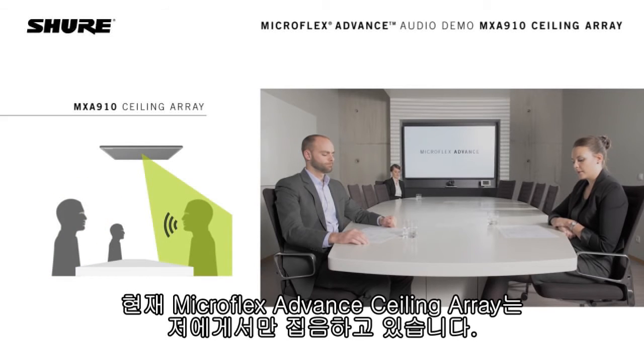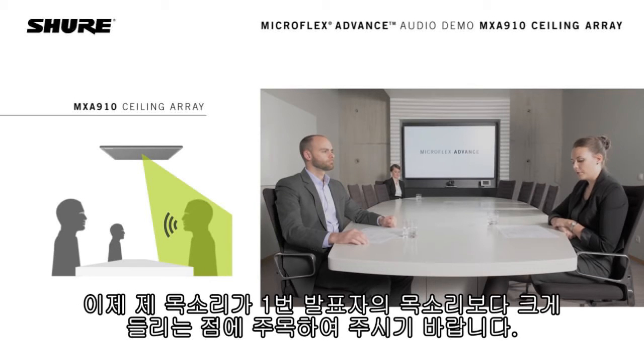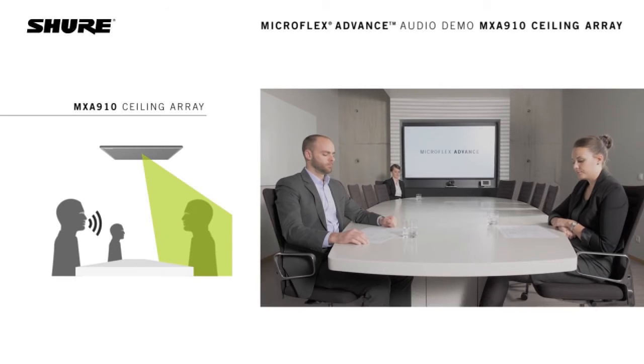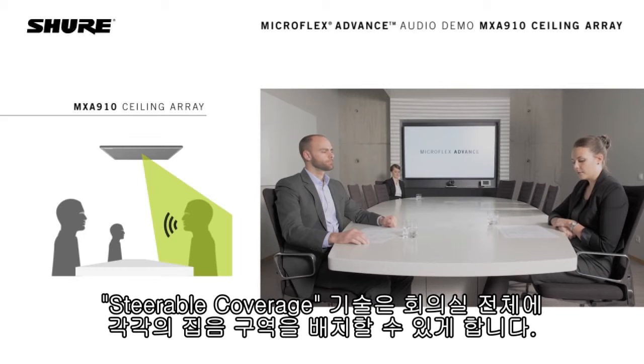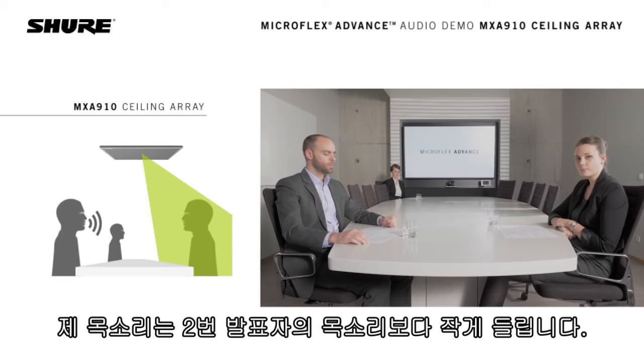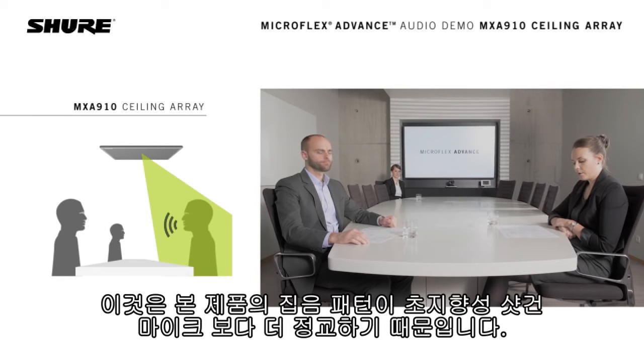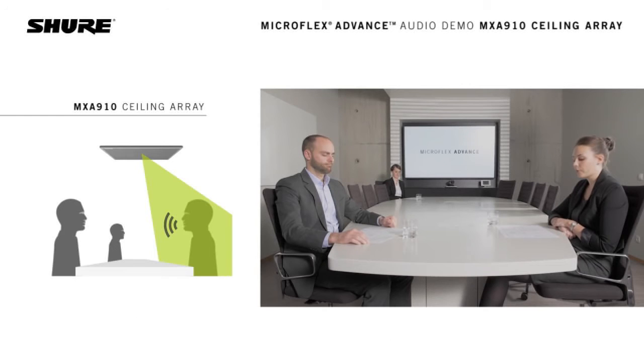The Shure Microflex Advanced Ceiling Array microphone now has one lobe pointed at me. Notice that my audio is now louder than Talker 1's audio. For this setting, the lobe of the microphone is not pointed at me. Steerable coverage technology allows to position listening zones throughout a room. Notice that my audio is quieter than Talker 2's audio. The lobe is more precise than the lobe of shotgun microphones.